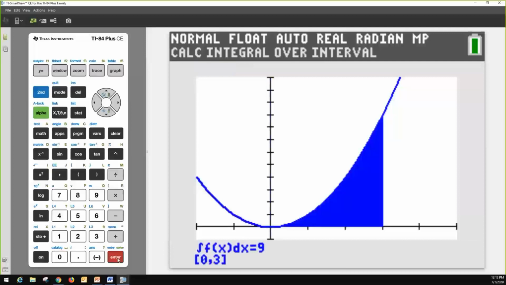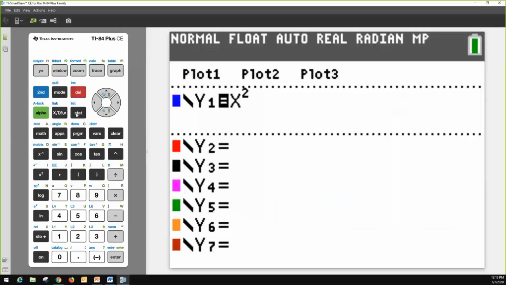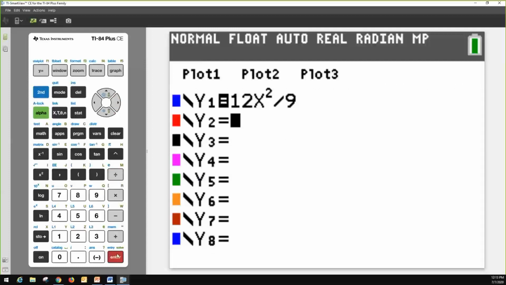So I can see that the answer is 9 for the area. The question said it's 12, and the question didn't give me a function, it just said f of x. But that would assume that it must be true for all functions that have that area. So I can change this up a little bit. In fact, if I put 12 in here and then divide it by 9, so I'm just dilating my function a little bit.